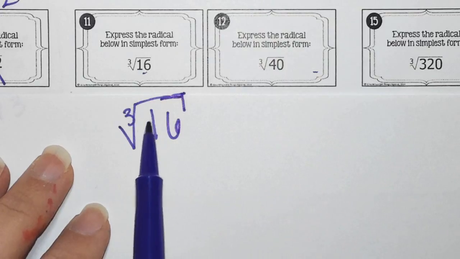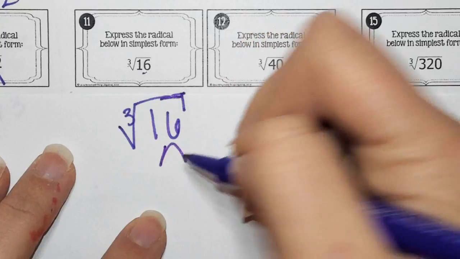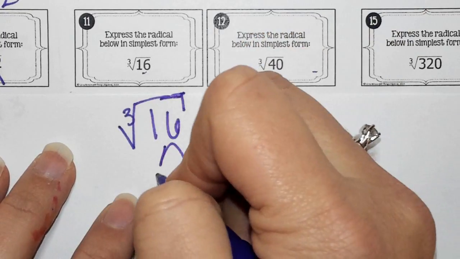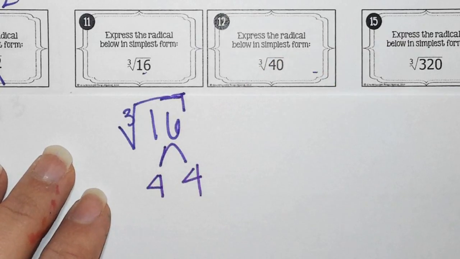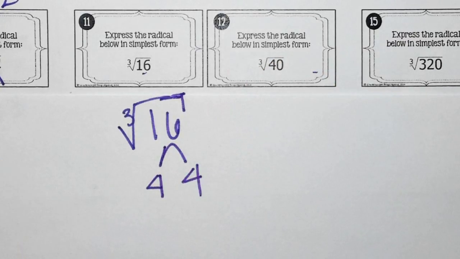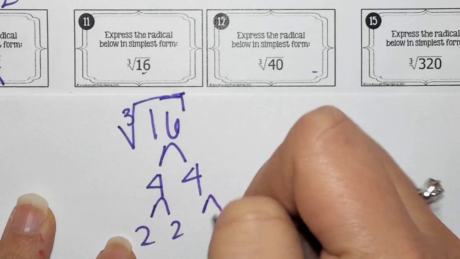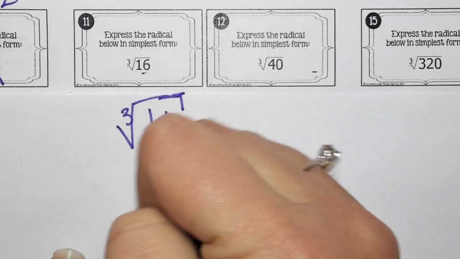I know, baby. Alright, when you have a cubed root, you need 3 of the same number. So what number do we automatically know goes into 16? 4. Okay, we can do 4. Alright, now, but do we have 3 of the same number? We only have how many? Okay, so now we're going to break this down into 2 and 2. Now, we need 3 of the same number. So how many 2s do we have?